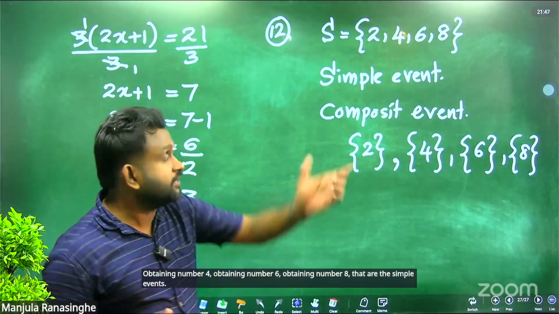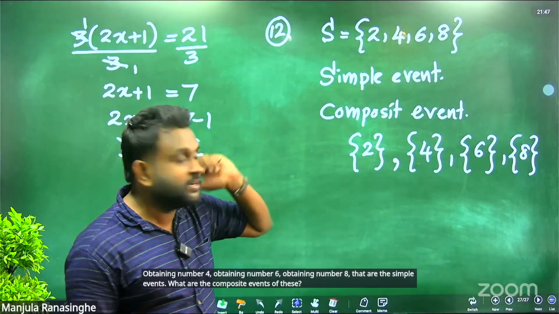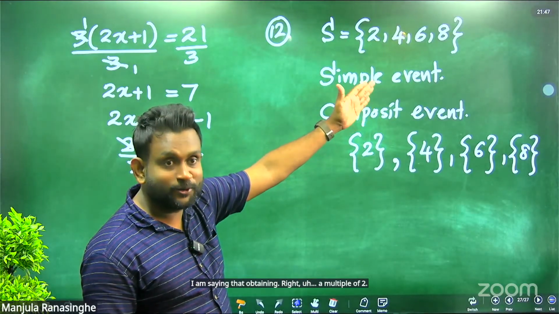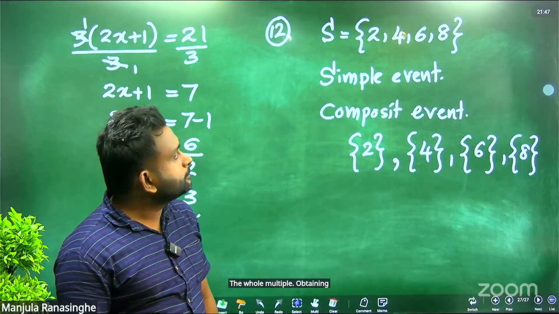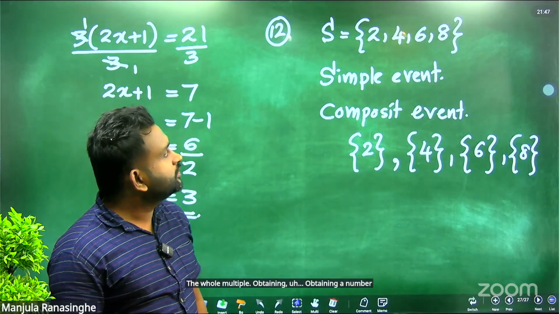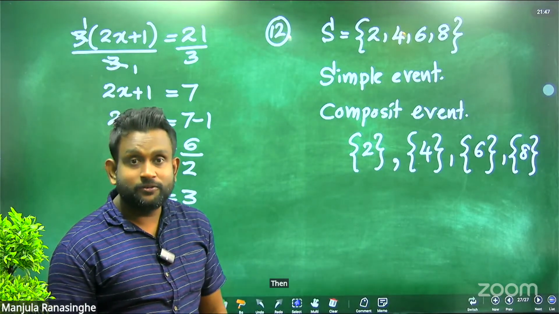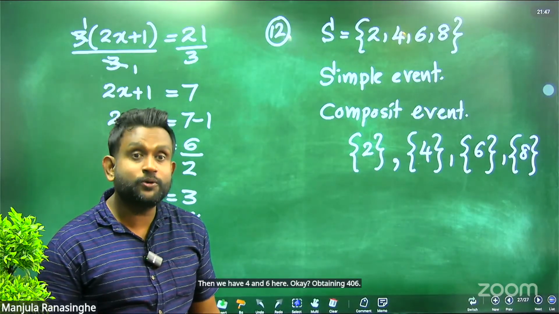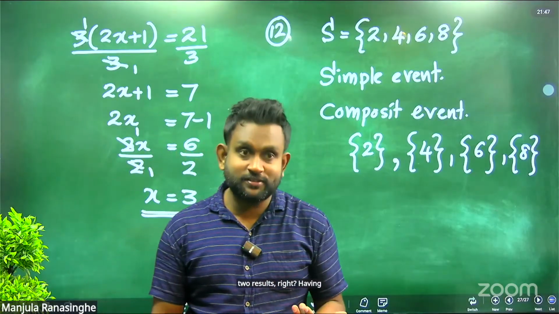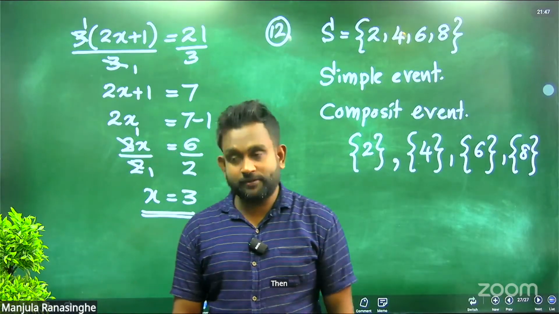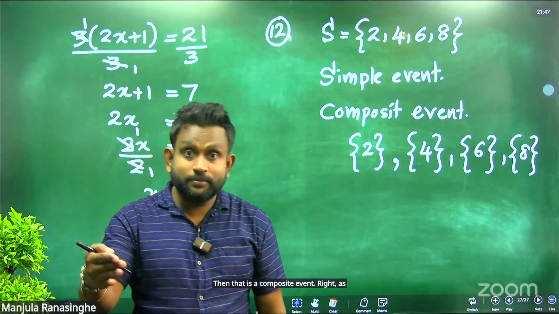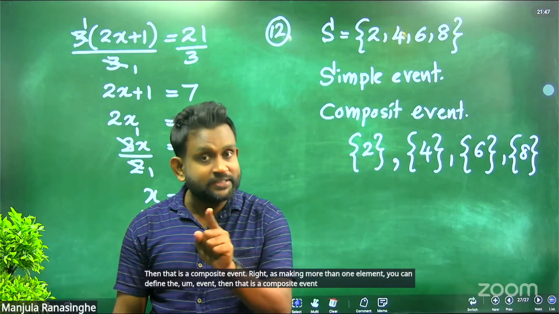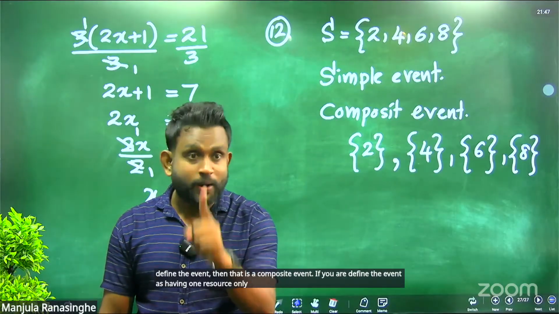What are the composite events of these? I can say obtaining a multiple of 2, the whole set of multiples, or obtaining a number between 2 and 8. Then we have 4 and 6 here. Obtaining 4 or 6, two results, right? If the event has more than one result, more than one element, then that is a composite event. If you define the event as having only one result, it is a simple event.